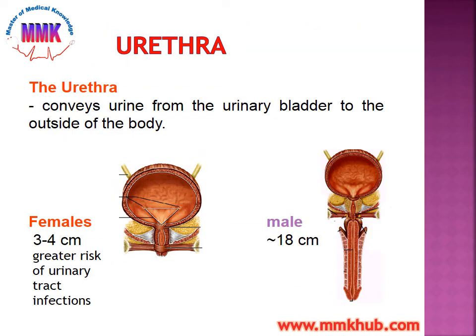Urethra. The urethra conveys urine from the urinary bladder to the outside of the body. In females, it is 3 to 4 cm, while in males, it is 18 cm. Due to shorter urethra in females, females have a greater risk of urinary tract infections.